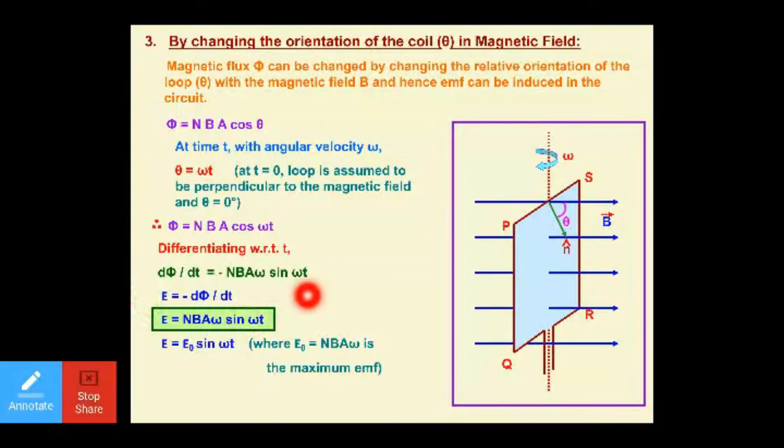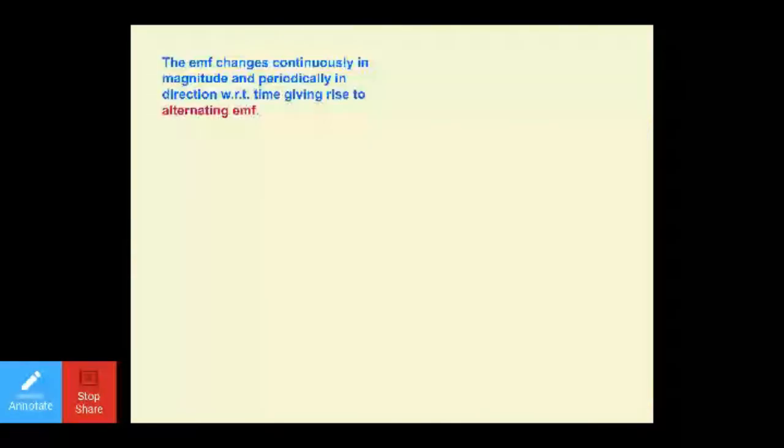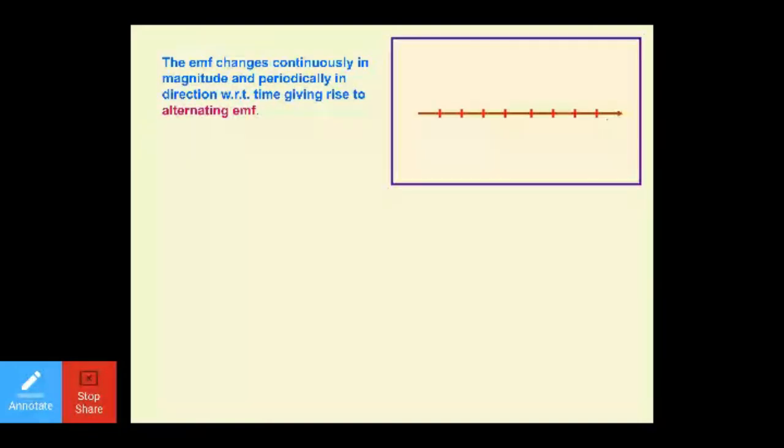Dear students, furthermore, NBA omega is the maximum value of EMF, so I'm writing here E naught. So E is equal to E naught sine omega t. E naught is the peak value of the EMF. Furthermore, the EMF changes continuously in magnitude and periodically in direction. If the EMF is changing continuously in magnitude and its direction is reversing periodically with respect to time, then this particular EMF is known as alternating EMF.